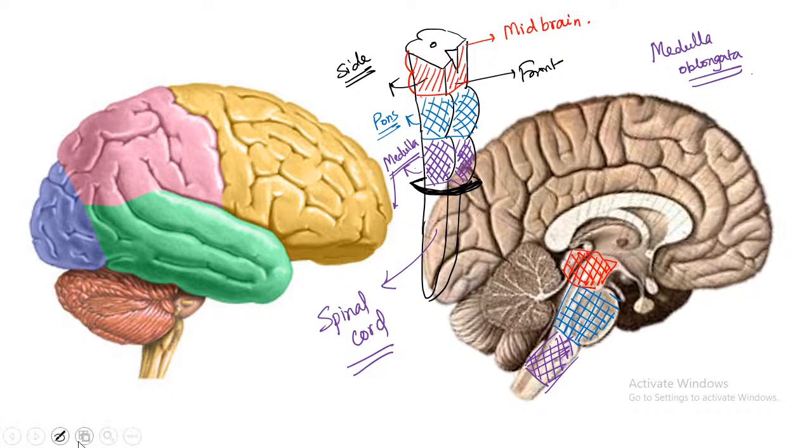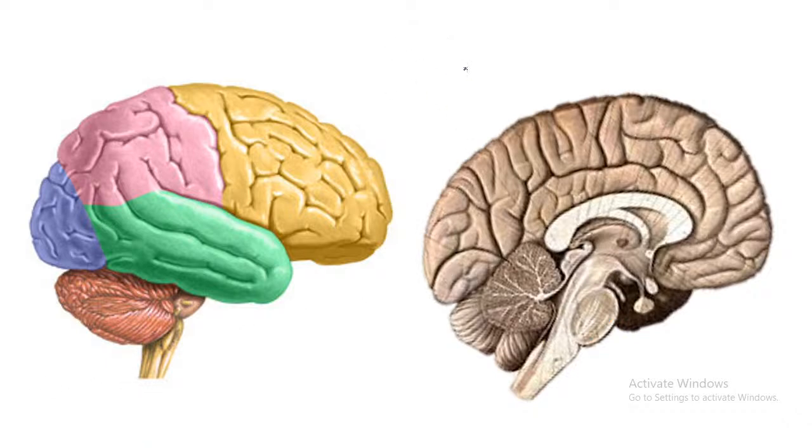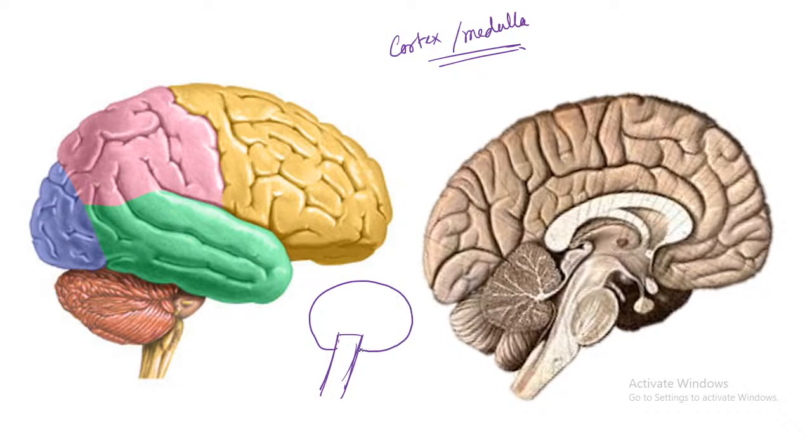Now, why is it known as medulla oblongata? Let's ponder on the name. First of all, cortex and medulla I have told you. Now in this brain, which part is the cortex? If I try to draw the brain stem, it is a kind of structure around which we have the cerebrum and the cerebellum wrapped, right?